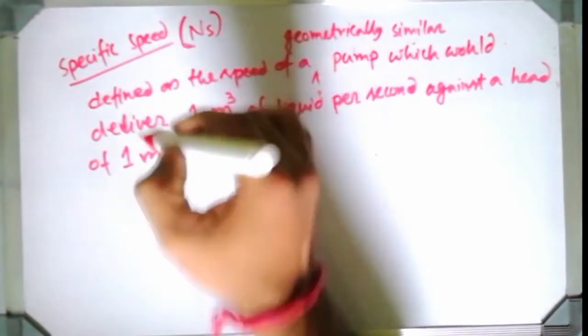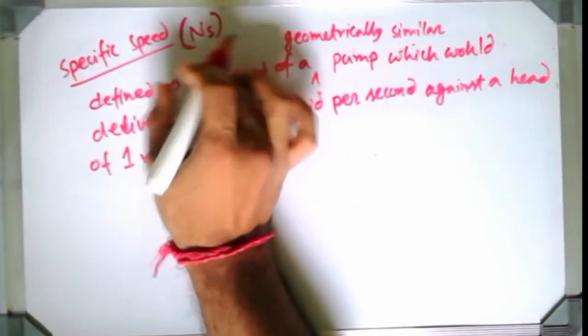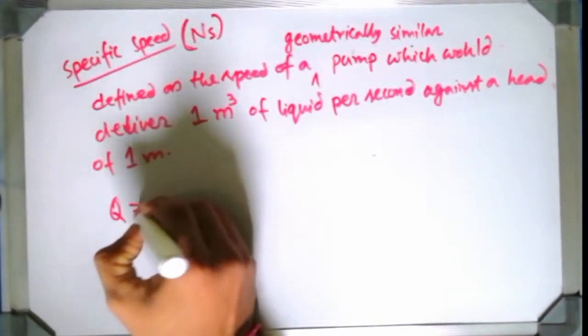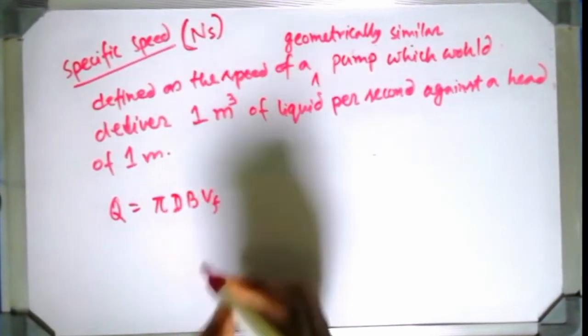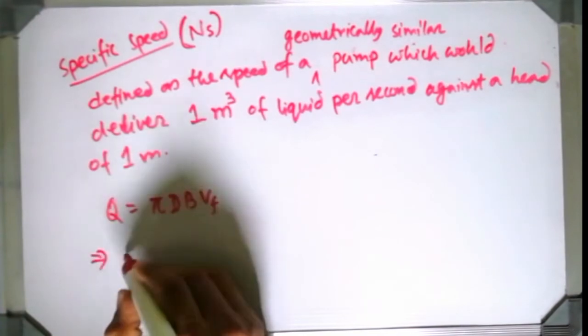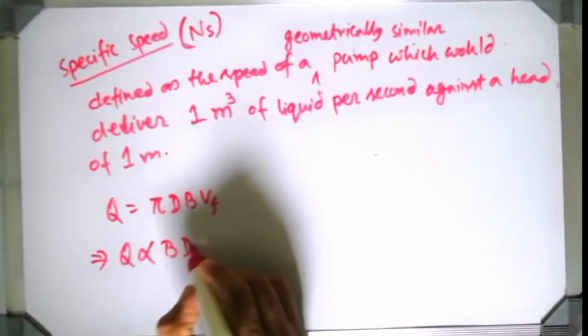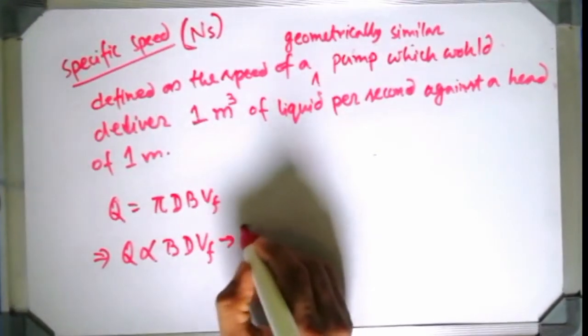It is represented by the symbol NS. How can the relationship be developed? See, the relationship of specific speed can easily be developed. We know that Q can be expressed by pi d B Vf. That expression I have already used many times. So I can write Q is proportional to B d Vf. Easily it can be written, name it equation 1.